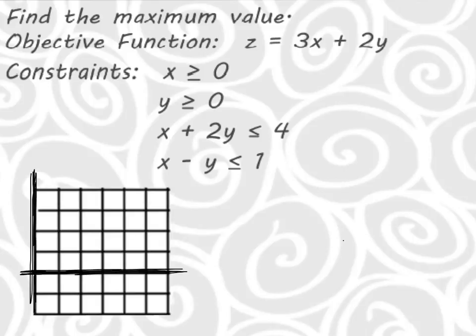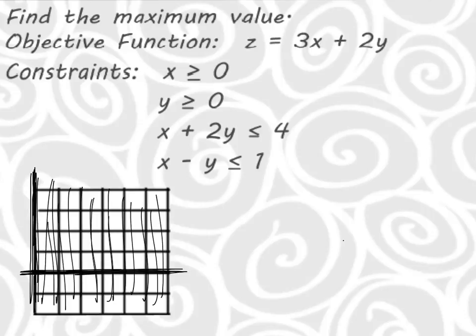This first constraint says x is greater than or equal to 0. That's going to be a vertical line with all of the x's that are greater than 0, so basically you're just shading everything to the right of that axis. The second constraint, y is greater than or equal to 0, is a horizontal line, and all of the y's that are greater than that. Basically that's just forcing you into your first quadrant.